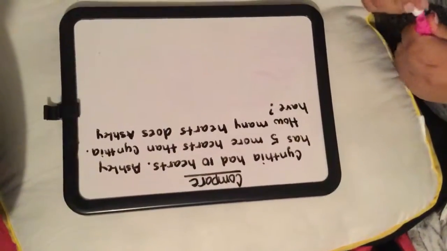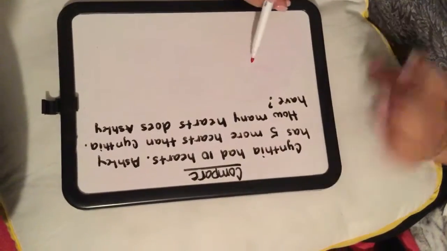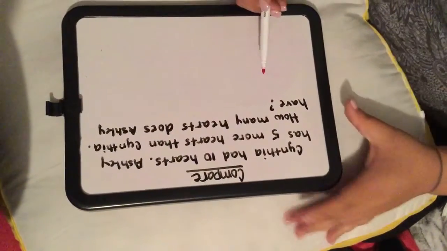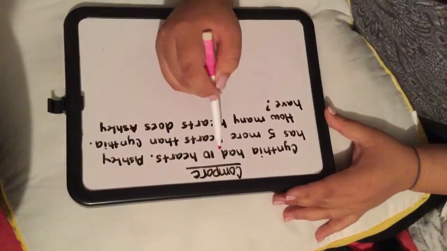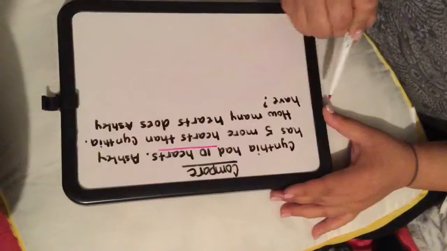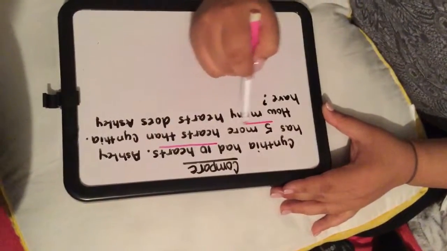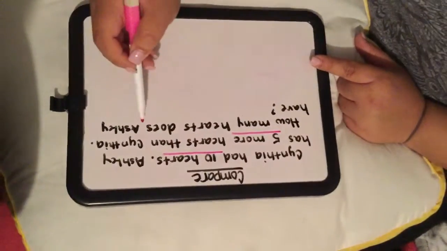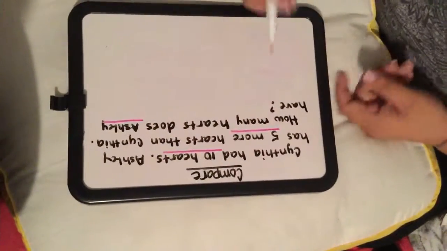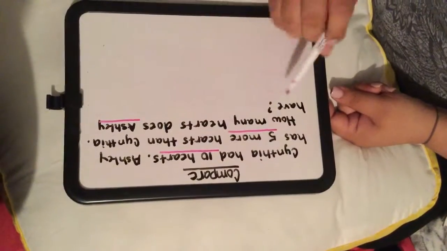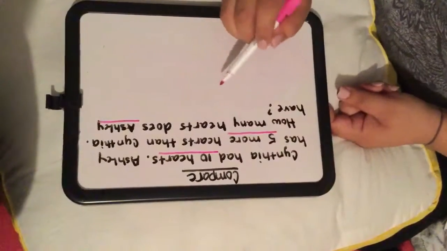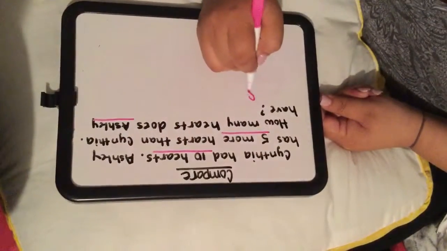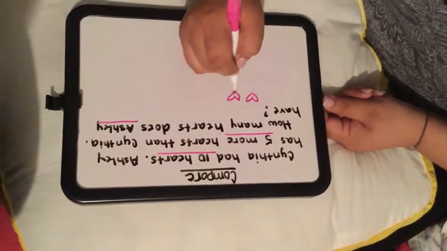So let's go ahead and underline our key points, which is how many hearts Cynthia has and how many more hearts Ashley has. So now we know that Cynthia has 10 hearts and Ashley has 5 more hearts. So we want to know how many hearts Ashley has. So we're going to go ahead and write out how many hearts Cynthia has, because we know that Ashley has 5 more hearts than Cynthia. So we're just going to go ahead and draw our 5 hearts.